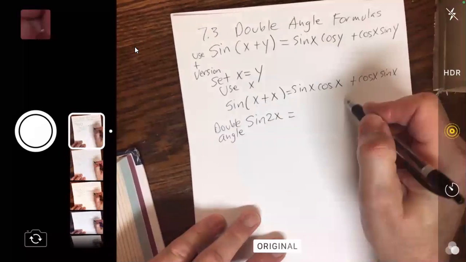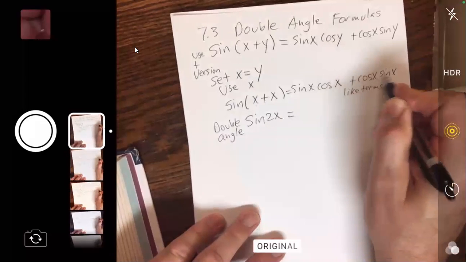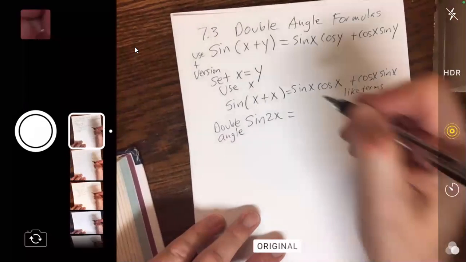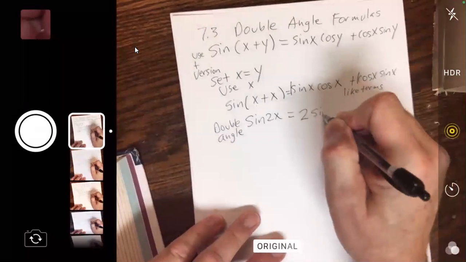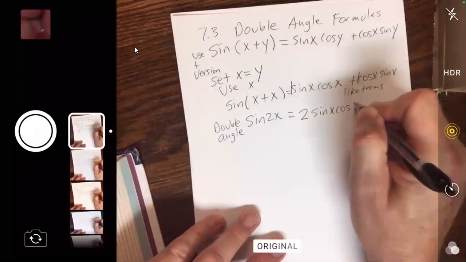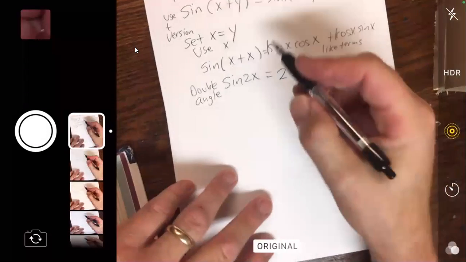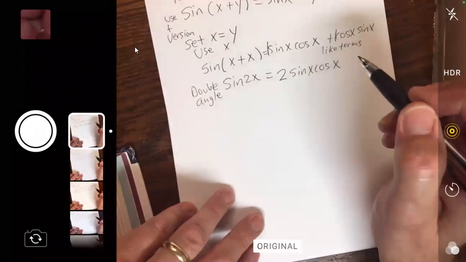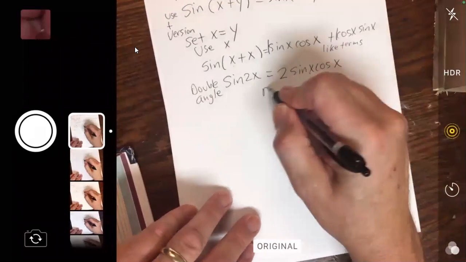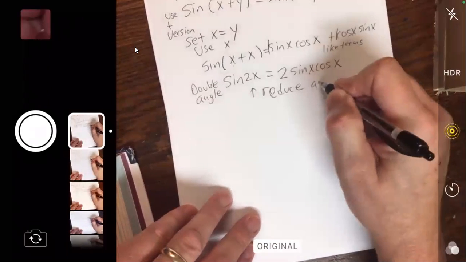Well, if you notice, these are like terms. They're absolutely identical. This one switched from this one, but that shouldn't bother you. One of them plus one of them is 2, and they always, for some reason, write the sine first. 2 sine x cosine x. So in effect, it's almost like the 2 pops out, but you do get a product of sine x and cosine x, and it's used to reduce an angle.